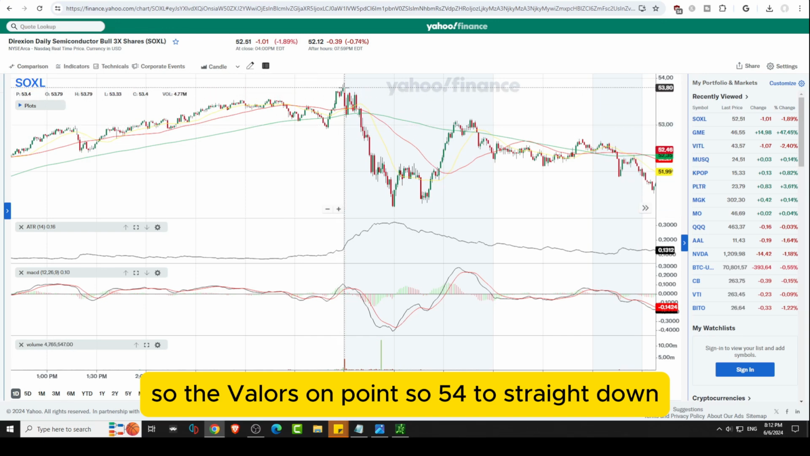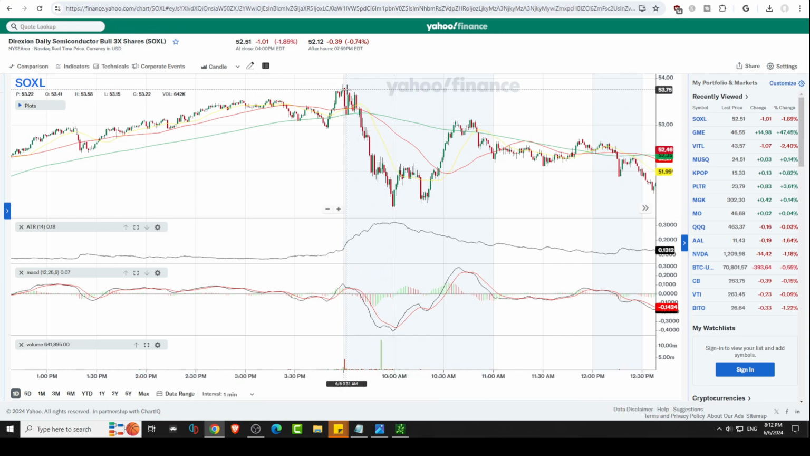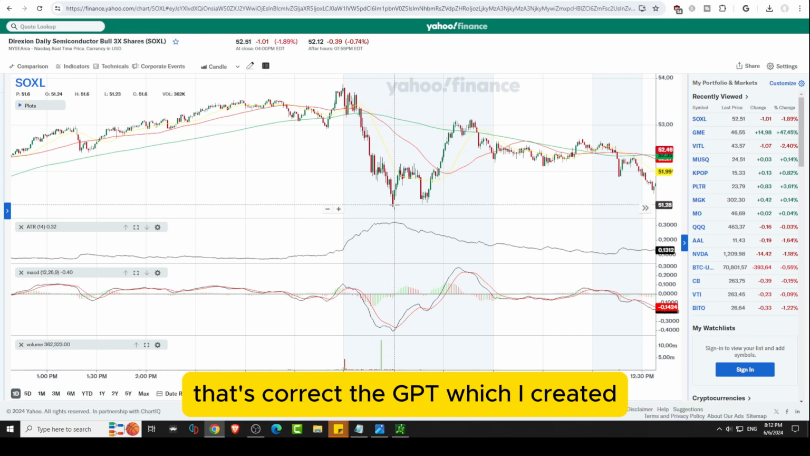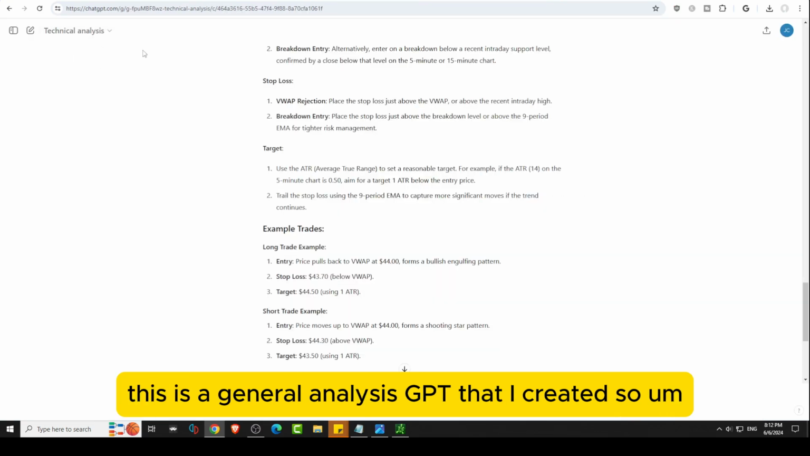54 to straight down. I picked the bounce because I missed it. I fell asleep. I was morning 9:30 and it says straight down. Boom. That's correct. The GPT, which I created. This is a technical analysis GPT that I created.